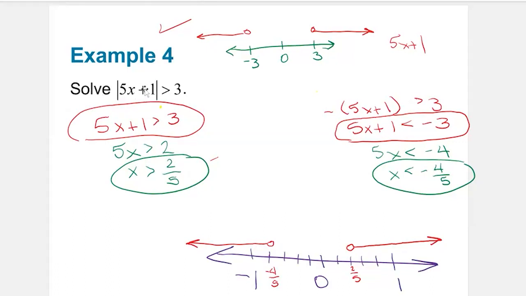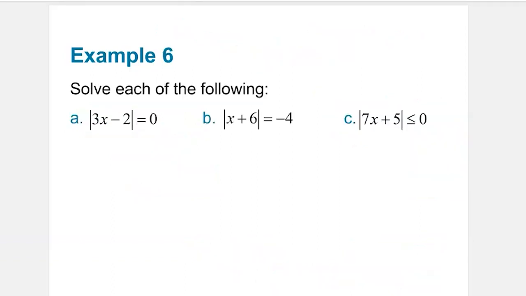Okay, and this, again, if I refer back to my first example, I'm saying that this inside here, this 5x plus 1, is more than 3 away from 0. Or if we talked about it in distance, we would say it's more than 3 away from wherever you're talking about. Like if we go back to the FAU example, I live more than 3 miles away. And then we have a few here. Let's look at each one of them separately.